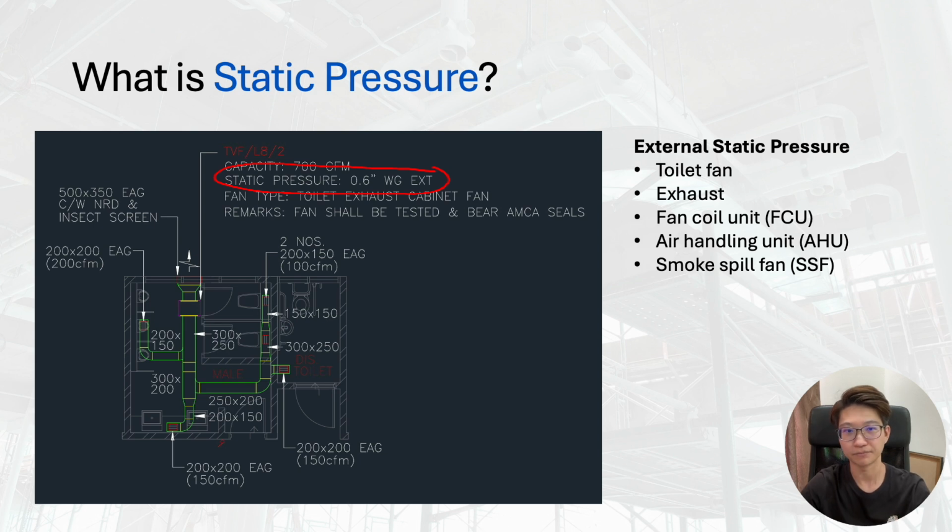It's actually everything. You see, toilet fan, we have exhaust fan, even the fan coil unit also has static pressure. Inside there's a fan. And air handling unit is very popular. We need to design the fan. We need to let the manufacturer know what is the external static pressure. Then they will select the fan based on that. And of course, the big fans, the smoke spill fan, the XL fan, right? All those will require us to determine the static pressure and let the manufacturer know so that they can select the right fan type and model to do the job.